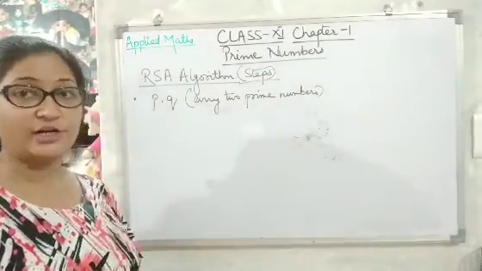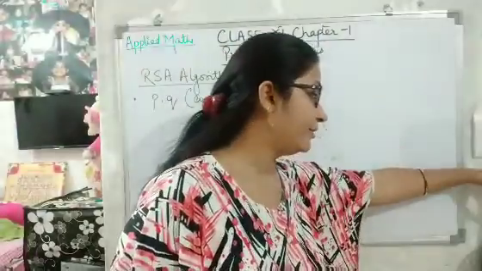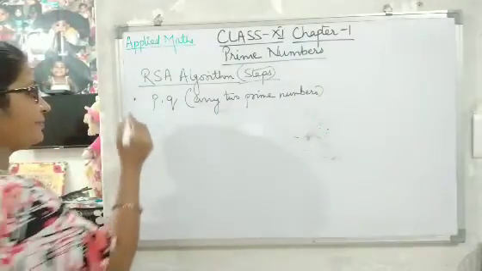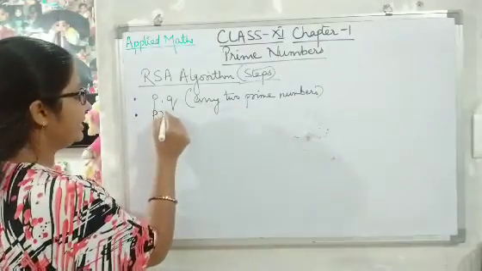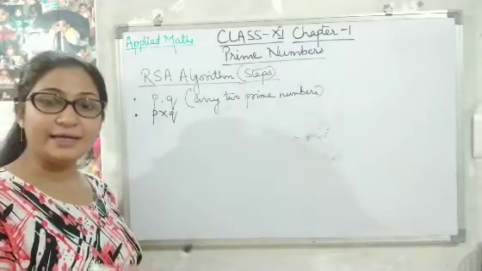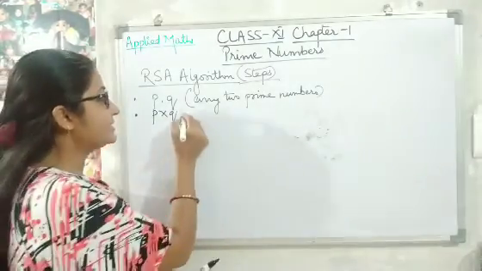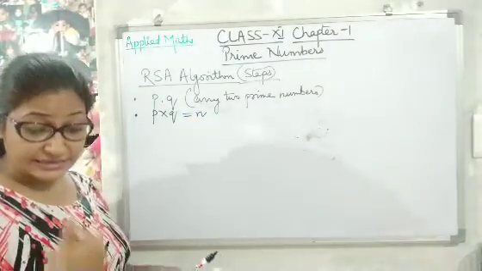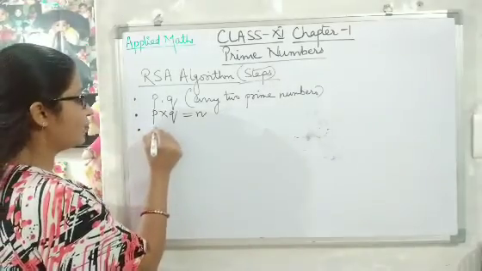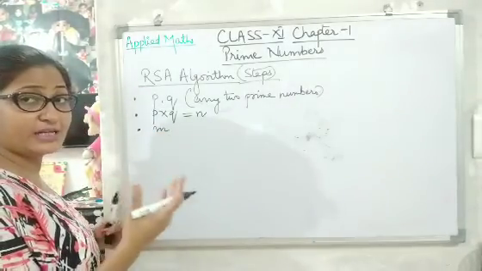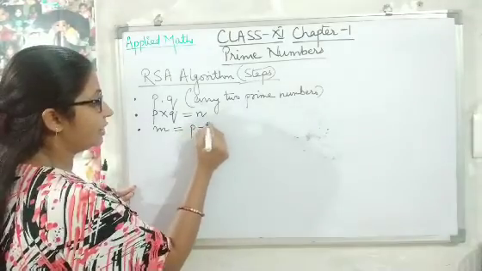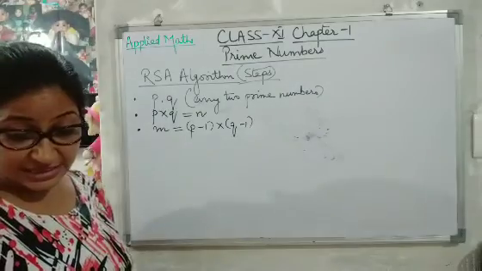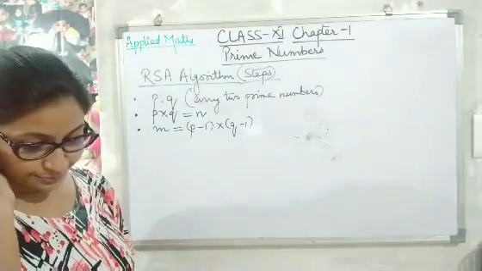The first thing is that you have to select any two prime numbers and we represent them by P and Q. Second step is P multiplied by Q. You have to multiply P by Q, and let's suppose that it turns out to be N. Then thirdly, you have to take any variable M, where it will be a product of P minus 1 into Q minus 1. This is what you have to do.